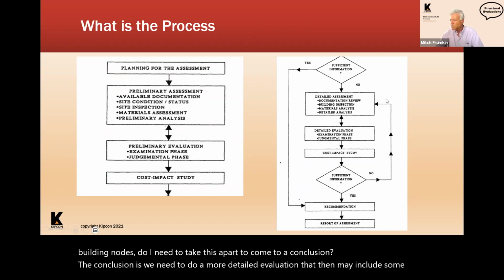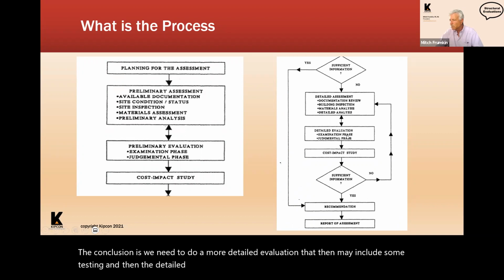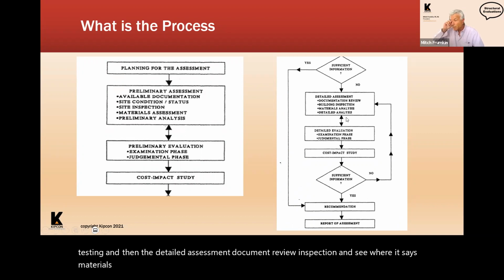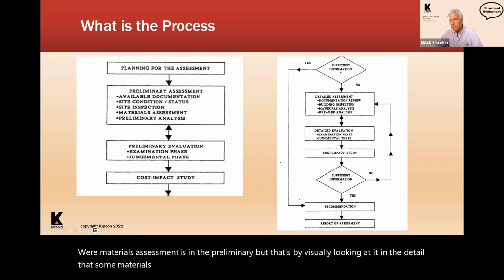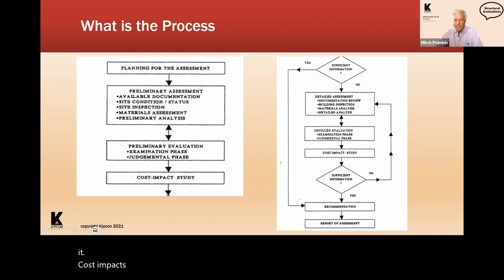And then the detailed assessment: document review, inspection, and see here it says materials analysis. That's not in the preliminary. Or materials assessment is in the preliminary, but that's by visually looking at it. In the detailed, it's a materials analysis where you're not just assessing it, but now you're analyzing it. Cost impact, sufficient information, and you make your recommendations. So this is the process for doing a periodic inspection.